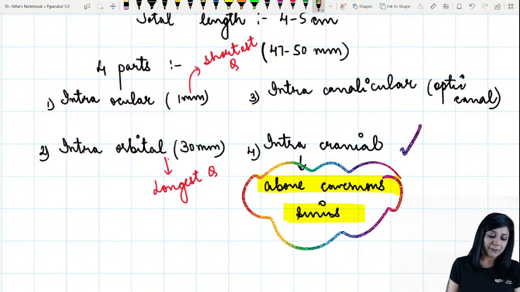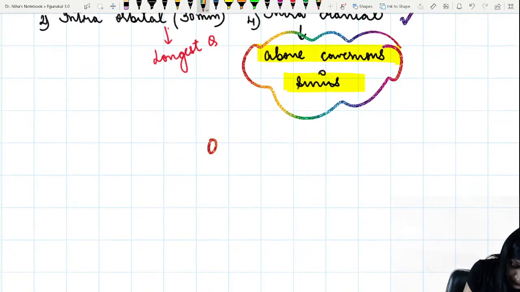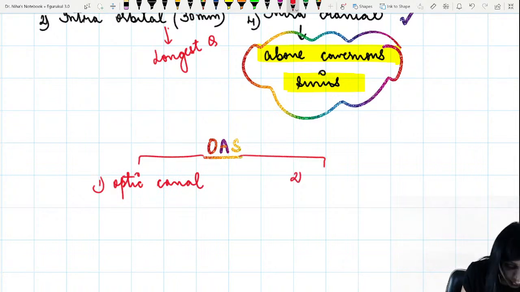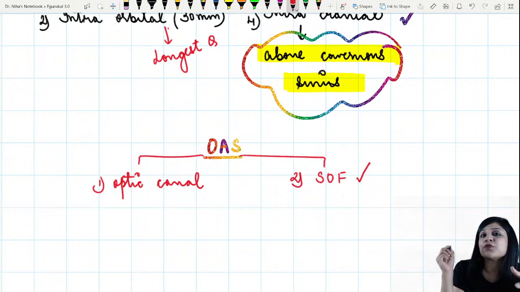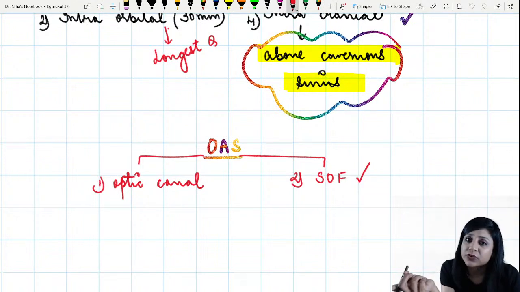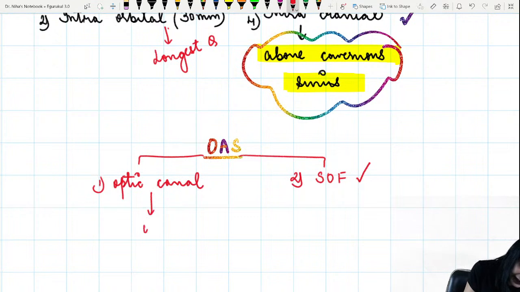Now what about the orbital apex syndrome? If I talk about the orbital apex syndrome, at the apex of the orbit you have got two things. One is your optic canal, and second is your superior orbital fissure. So this you have already done. That means if I have a case of orbital apex syndrome, it will involve the optic canal along with the superior orbital fissure syndrome. Optic canal contains the optic nerve, and that is why these patients will have diminution of vision.